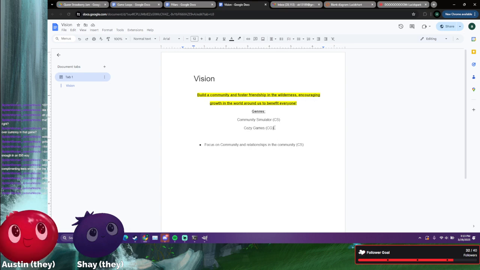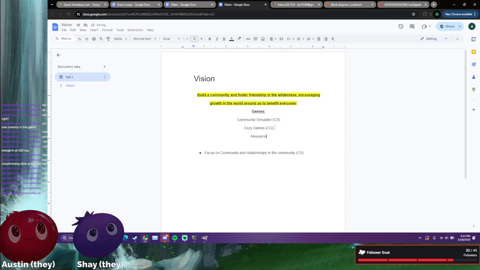Okay. Let's see. Community simulator, cozy game. We'll go ahead and also throw out resource management. Is that a genre? Probably. Resource management seems not specifically a genre in and of itself, but a widely known mechanic, which does make a difference here.